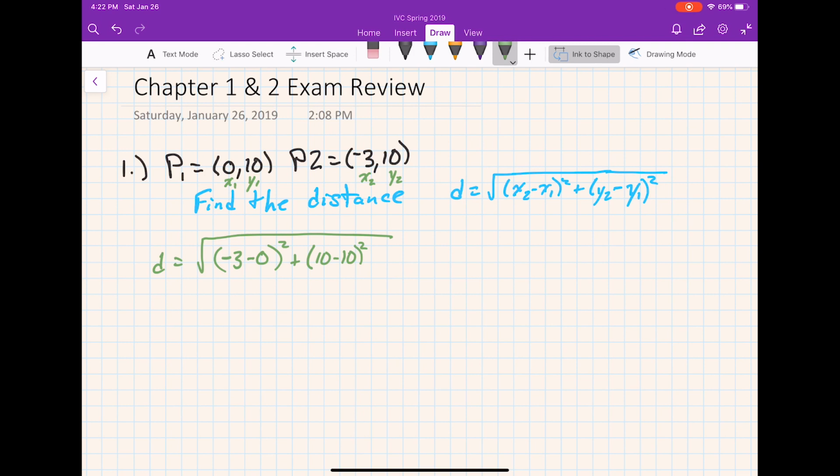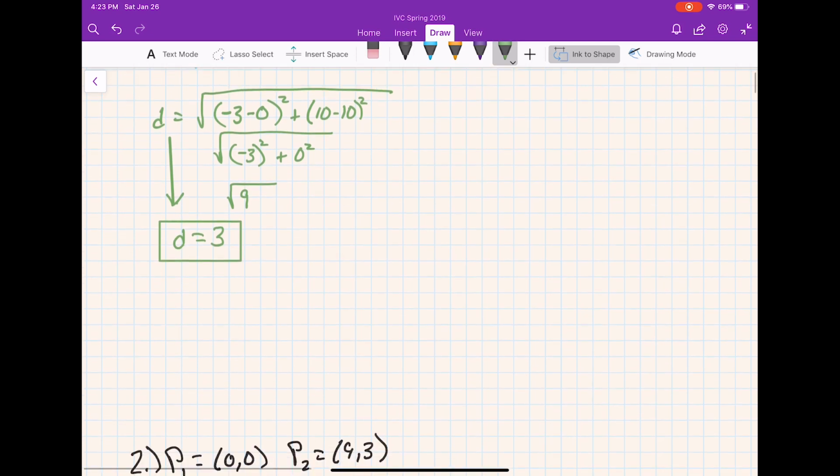Let's start simplifying this equation. Negative 3 minus 0 is just negative 3, squared, plus 10 minus 10, which is 0, squared. It's really nothing, but we'll just keep it there. Now, negative 3 times negative 3 is 9, and that is under the radical. The square root of 9 is 3, and so our distance is going to be equal to 3 for this first problem. So that one's pretty easy.